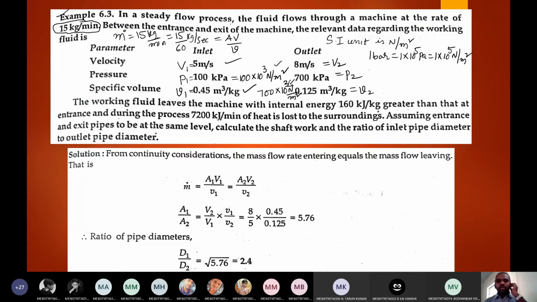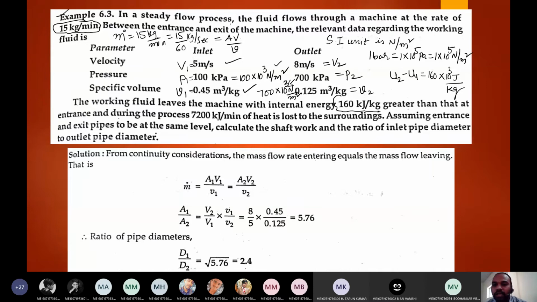Next, what is the other data given? The working fluid leaves the machine with an internal energy 160 kilojoules per kg greater than that at inlet, meaning the difference of internal energy U2 minus U1. The units are per kg, therefore small u2 minus small u1 equals 160. I want only joule, because joule is the SI unit: 160 into 10 power 3 joules per kg. During the process, 7200 kilojoules per minute of heat is lost to the surroundings.